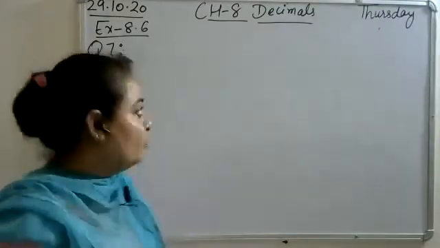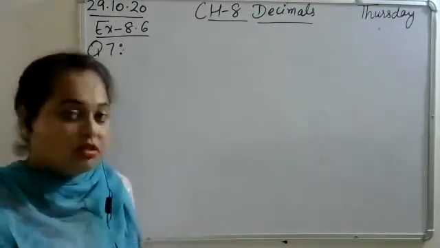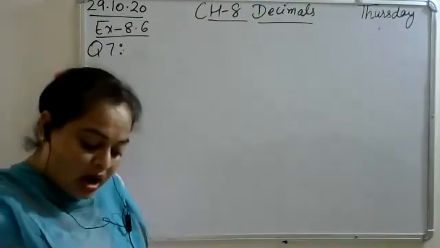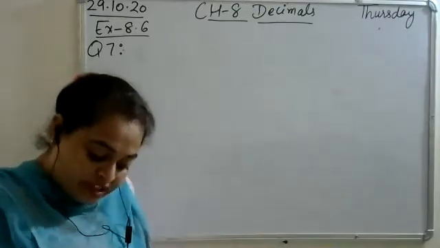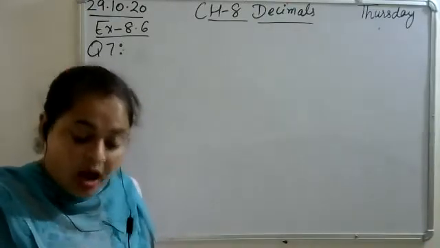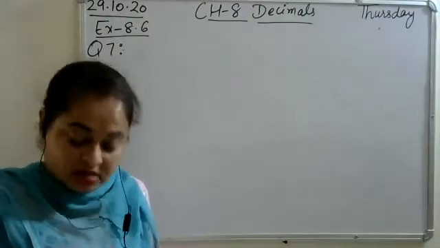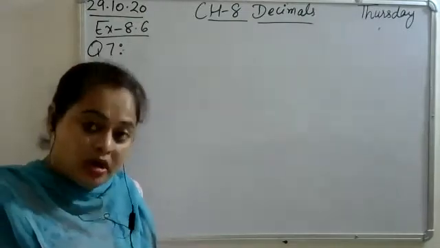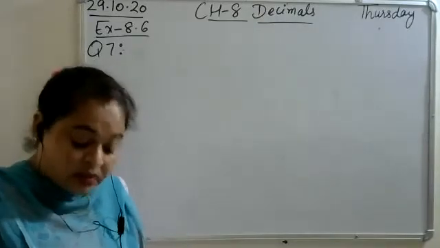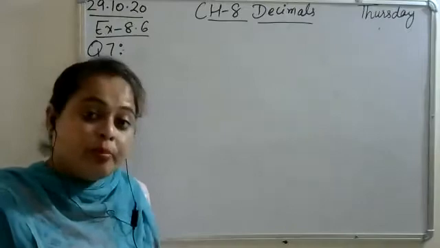Students, today we will do exercise 8.6, 7th question. This question is left. So let's start. 7th question is, Akash bought vegetables weighing 10 kilogram. Out of this, 3 kilogram 500 gram is onions, 2 kilogram 75 gram is tomatoes, and the rest is potatoes. What is the weight of potatoes?